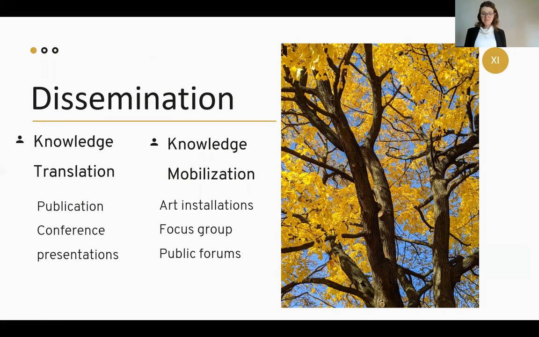Dissemination is the next step. It's an ethical obligation of researchers to disseminate their research findings. Otherwise, it is a disrespectful use of participants' time and effort. There are two main approaches to dissemination: knowledge translation and knowledge mobilization. In fact, there's a whole research science to dissemination. But when deciding which approach to use, researchers again need to think of what approach is congruent with their study purpose, method, and even their findings. Perhaps a combination of both approaches is a good fit.